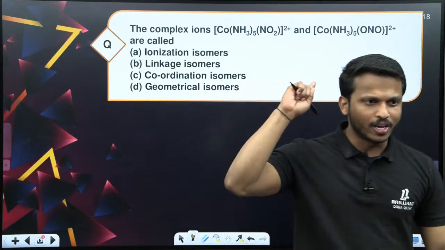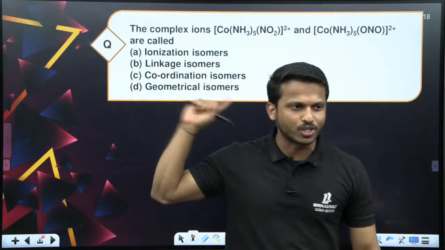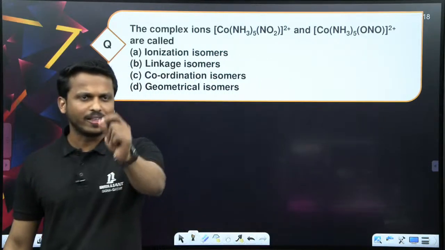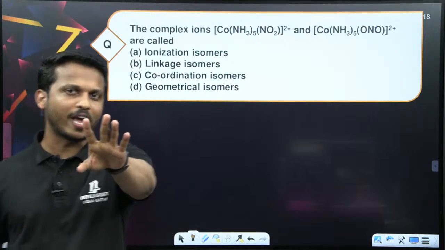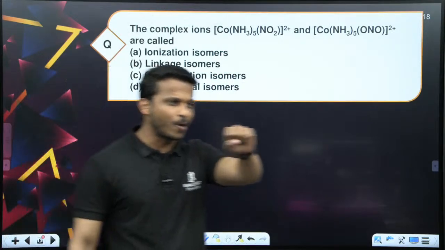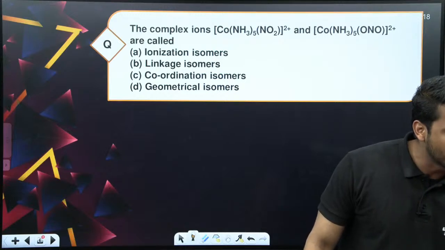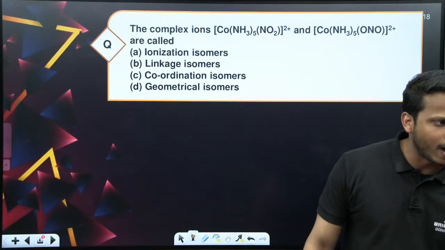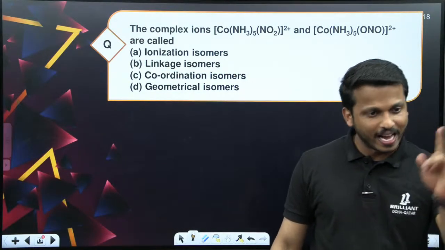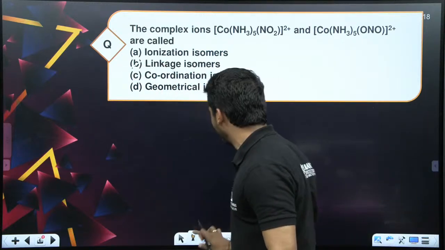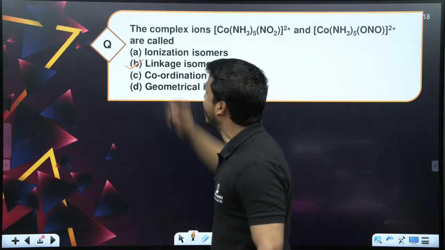Very fast. These two complexes show which type of isomerism? Immediately, within seconds, I hope you are able to answer this question. What type of isomerism is given by this complex? Arnav, Nima, Satik, again all are going with option B. Yes, why did you say linkage isomerism, sir? Linkage isomerism is the correct answer.